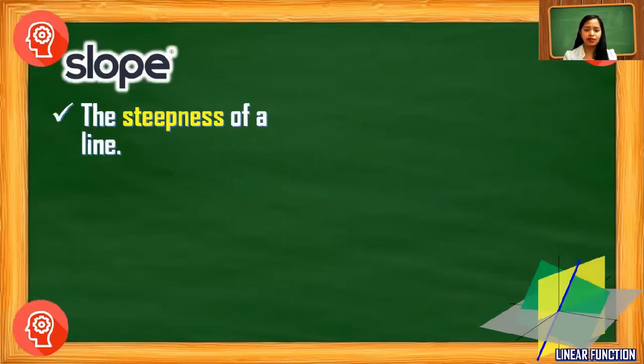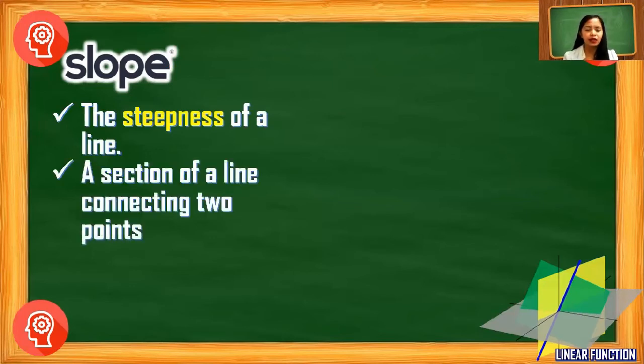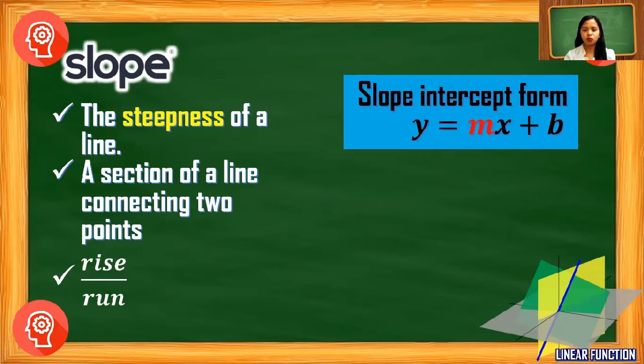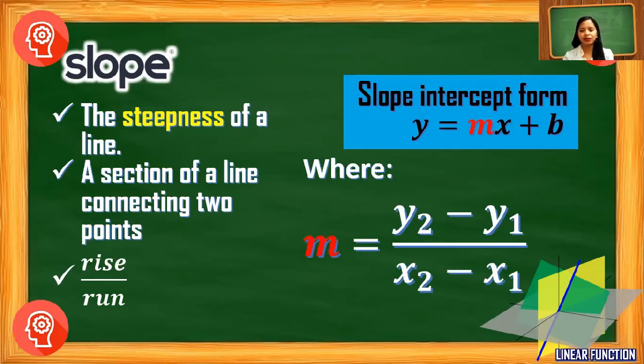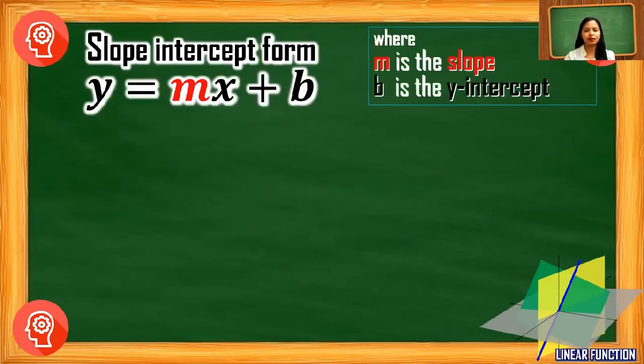To recall about the slope, as I said a while ago, this is the steepness of a line, and it is a section of a line connecting two points. The formula of slope is just rise over run. Always remember the slope-intercept form, y is equal to mx plus b, where m is the slope, which can be identified using this formula we tackled in junior high school. But I only want you to focus on identifying the slope and the y-intercept from the given linear function. Again, in the slope-intercept form y is equal to mx plus b, m is the slope and b is the y-intercept. So let us practice identifying the slope and the y-intercept from the given examples.